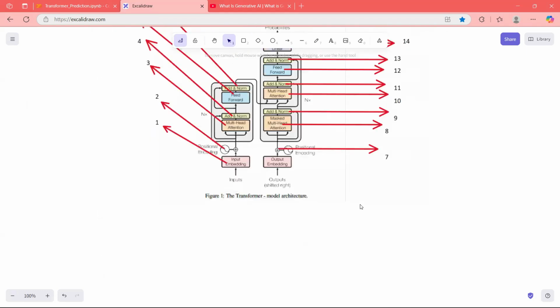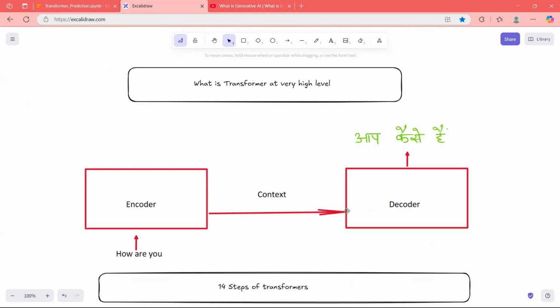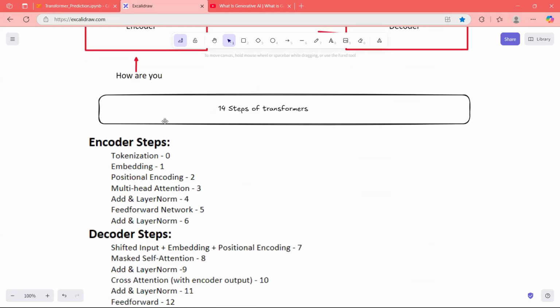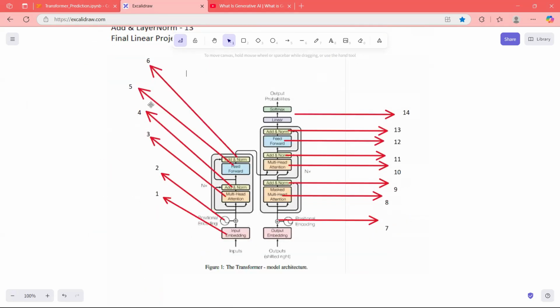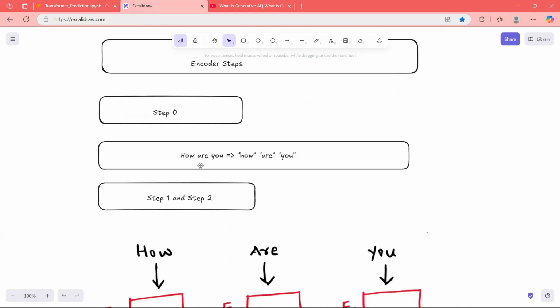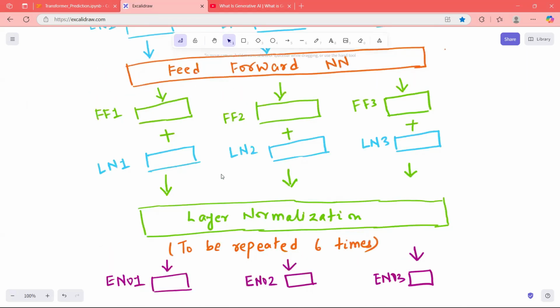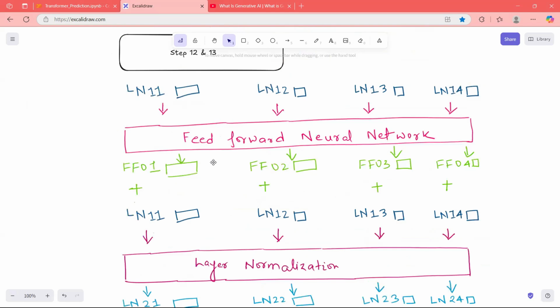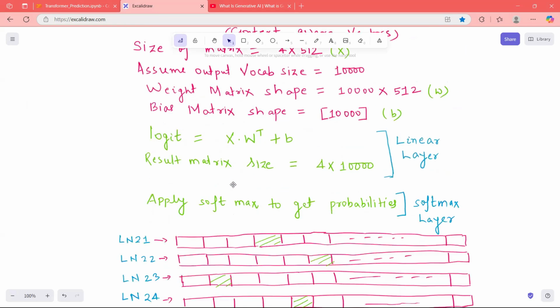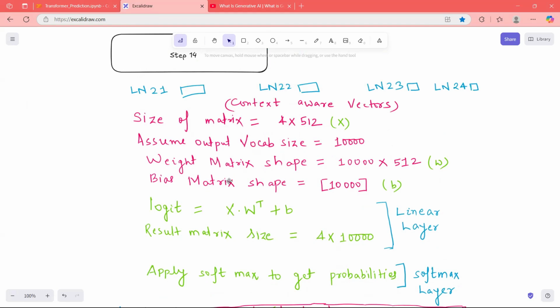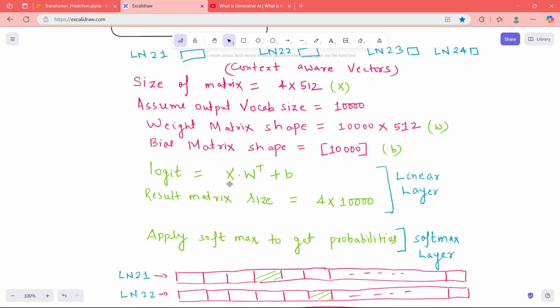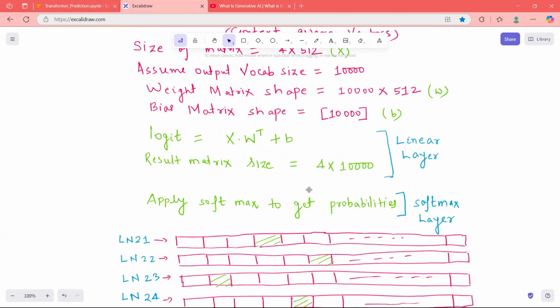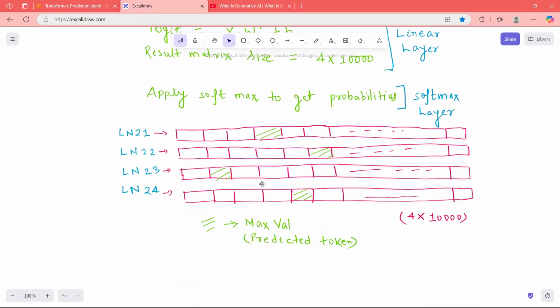So that is how you can divide the transformer into, first of all, encoder and decoder. You can divide the encoder into 6 steps and the decoder into 8 steps. You can number them and see what happens, step 0, step 1, 2, 3, and so on up to 13 and 14. Step 14 may need some more of your attention, but it's simple. It's not something you will not understand. Basically, a game of weight and bias to project into a new dimension, and then softmax to get the probabilities, and whichever is the highest probability, that token will be selected.